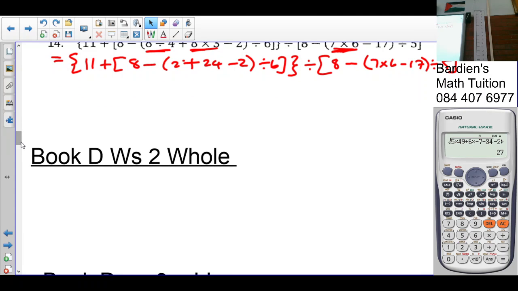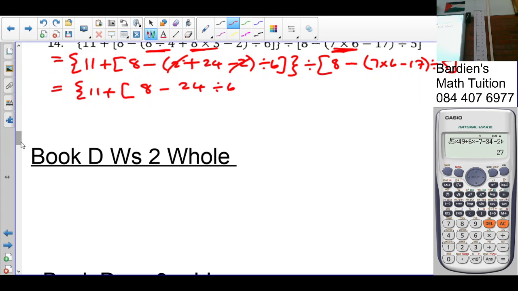So you got bracket 11 plus negative 16 divided by 6. Negative 16. Okay, so you're taking that away, no? Then you got 8 minus 24 divided by 6. So that is your first line, your previous line. No? So your mistake is you subtracted that.